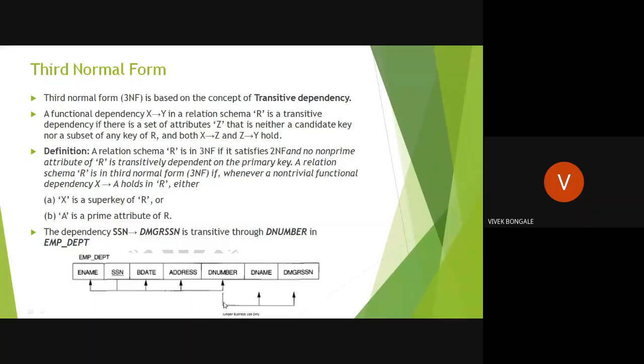Then Y is what? D number, and Z is D manager SSN. Nothing but X can determine Z. SSN can determine D manager SSN. Okay. Here, why do we say that this is violating third normal form? Here, D number is not a prime attribute, or it is not a candidate key. It is determining D manager SSN. Right? So this SSN is then determining D manager SSN. This is violating the third normal form.